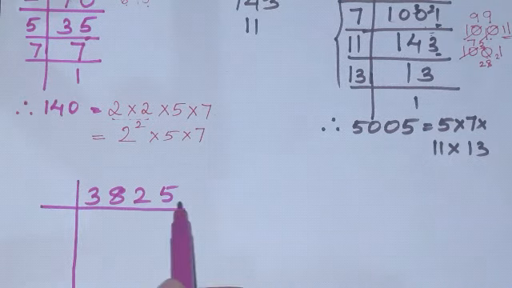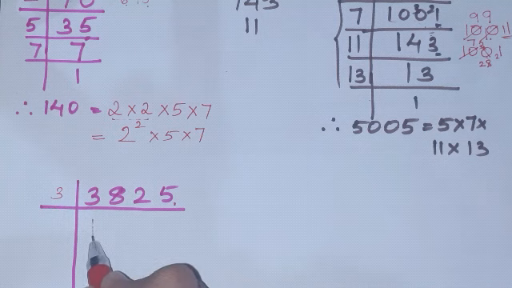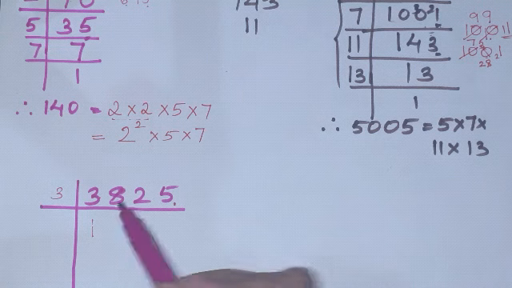So 3825. Now this number is ending with 5. So which table can we use? Either 3's or 5's, correct? Because 3 and 5, both these tables can give us numbers ending with 5. So if I start with 3, 3 ones are 3. Now 8 is not there in 3's table. Is 8 there? No, it is not there in 3's table. So we can't use this 8.